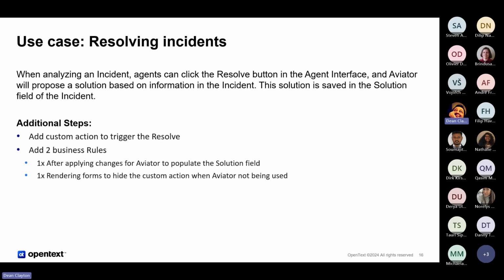What that custom action would do, on clicking that, it would populate the solution field using the Aviator business rule. And then we obviously said, create the two business rules, one for triggering the update, and the second one, which is for rendering forms to hide the custom action if you're not using Aviator. Again, you might want to restrict who has access to it. There is the flexibility of doing that within the system. There's certainly no problem with how you trigger that.